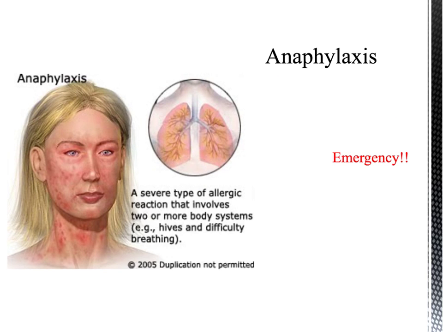It's just a visual picture of the things that occur during anaphylaxis. It's an allergic reaction that involves two or more body systems. Hives and difficulty breathing are typically big signs that somebody is having an anaphylactic reaction. There's a couple of pictures that you can see in your book of somebody that has angioedema of the face, lips, and mouth, and essentially what that means is it's facial swelling.